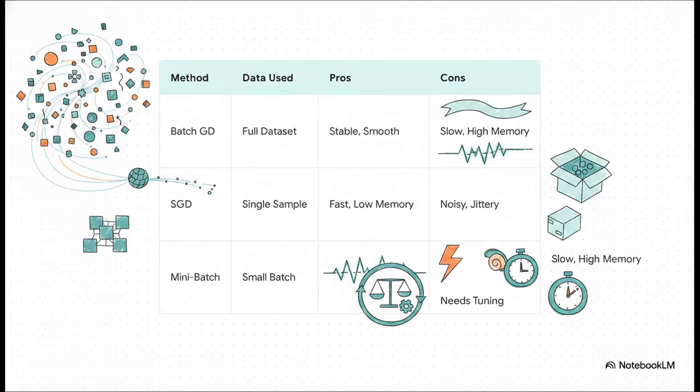On the complete opposite end, you've got stochastic gradient descent, or SGD. It's lightning fast, uses almost no memory, and that noisy gradient can actually be a good thing. It helps you jump out of shallow local minima. But the real winner, the one we all use, is mini-batch SGD. It really is the best of both worlds. It's efficient, it's pretty stable, and it still has enough noise to give us good generalization.